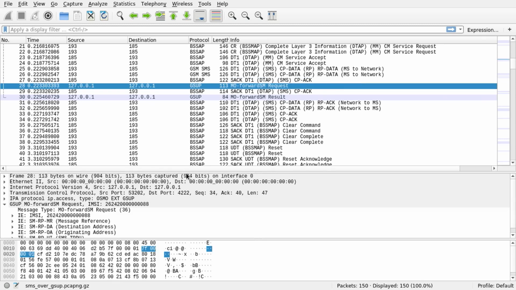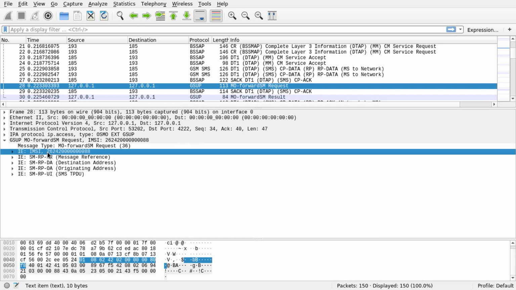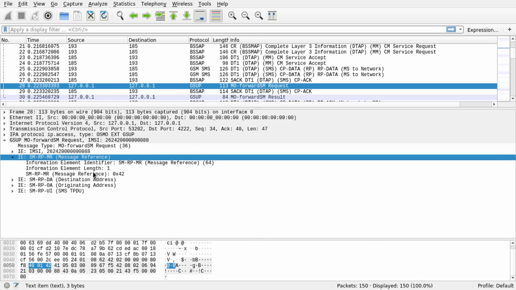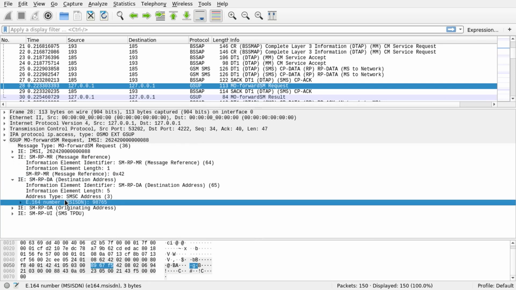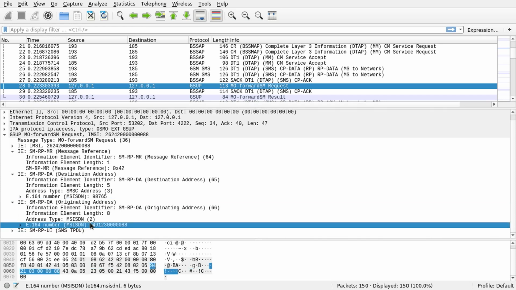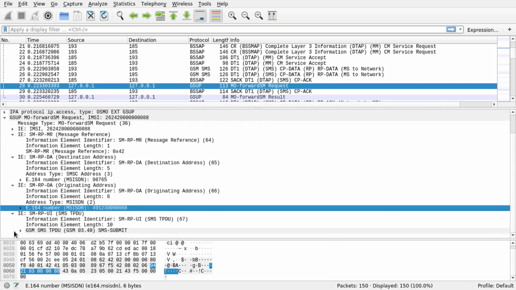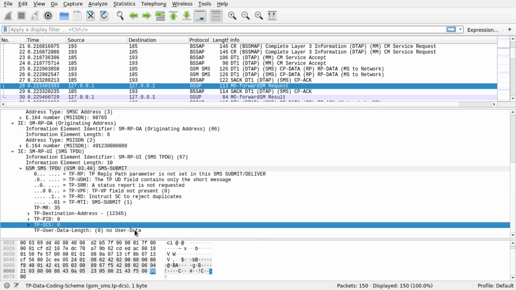I will somehow make it bigger. So IMSI is a mandatory part of every GSUP message. Then we have the message reference. It was 42 in this particular example. We have the destination address. It's most likely the number of the SMS center. And we have the originating address, which is just the MSISDN of the subscriber that sent this SMS. And we simply encapsulate the TPDU of the SMS into our GSUP message, just like MAP does. So there was no text.